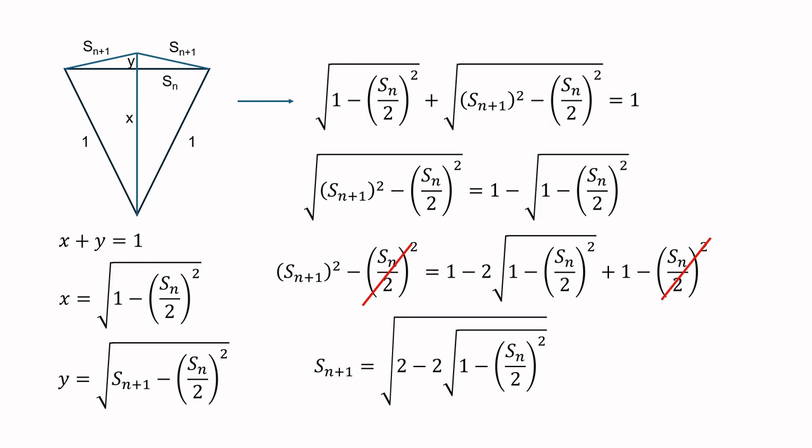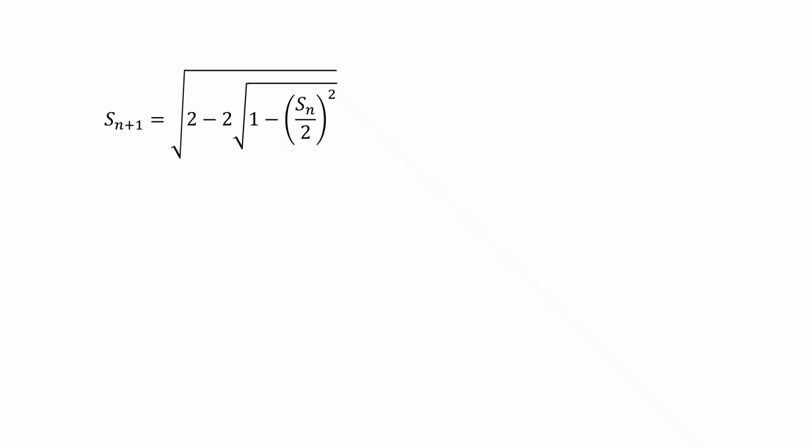And that equation is Sn plus 1 equals the square root of 2 minus 2 times the square root of 1 minus Sn over 2 squared. Great. So we have an iterative equation that will allow us to calculate the next line segment that cuts off a small arc of the circle based on the previous one.